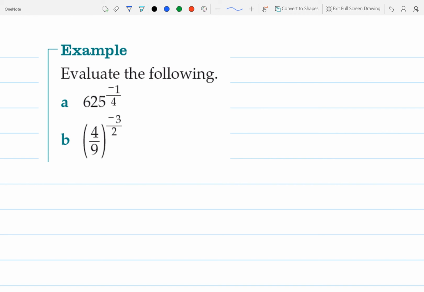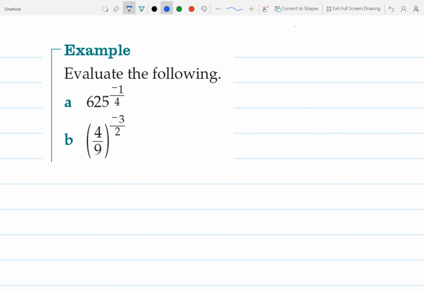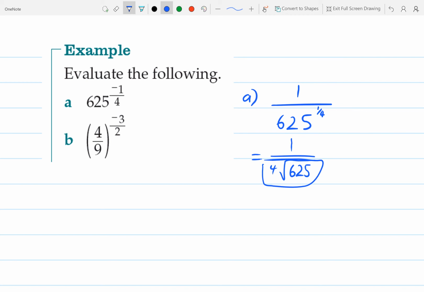So we have 625 to the power of negative a quarter, so we would write that as 1 over 625 to the power of a positive a quarter. The power of a quarter means taking the fourth root, so we'd be writing it as 1 over the fourth root of 625. You do have the luxury of your calculator for this sort of calculation, but even if you didn't, you could probably take a bit of an educated guess. But you can put that symbol into your calculator.